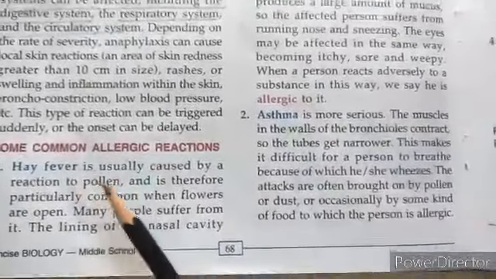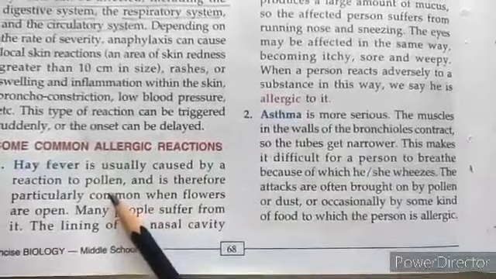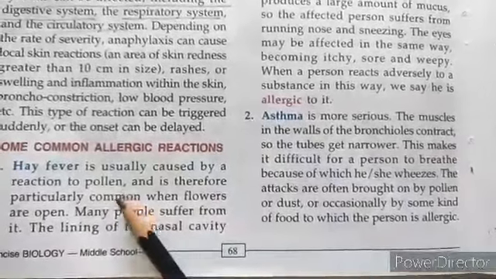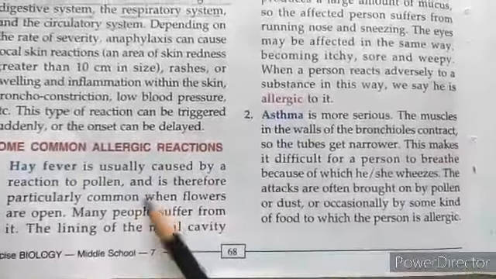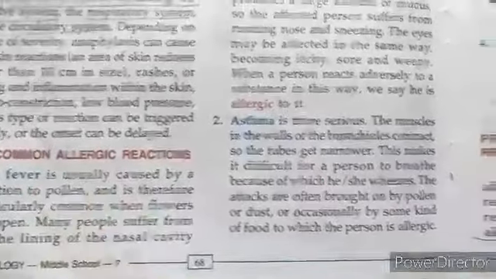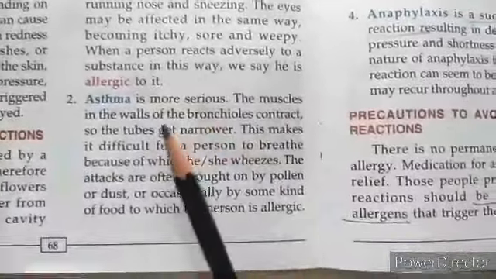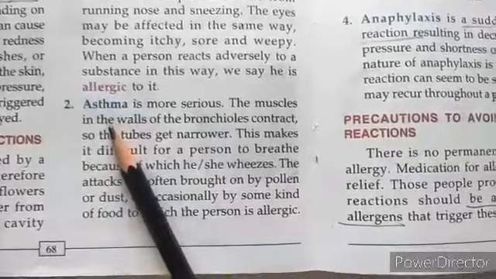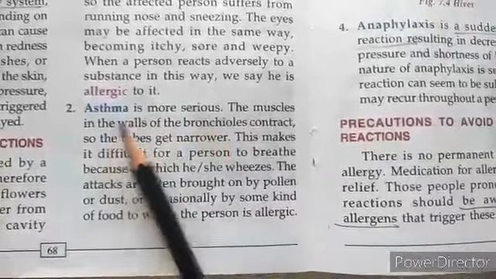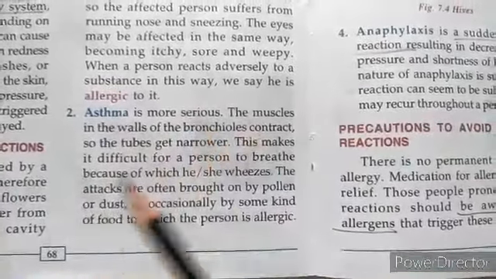Alright, now since it's caused by pollen, we can say it's seasonal, because pollen appears when flowers are blooming, and flowers bloom seasonally. So let's go forward with the next one, that is asthma. Now it is more serious. Asthma is a serious allergic condition.